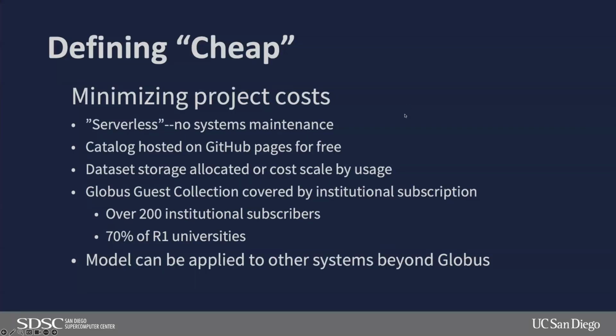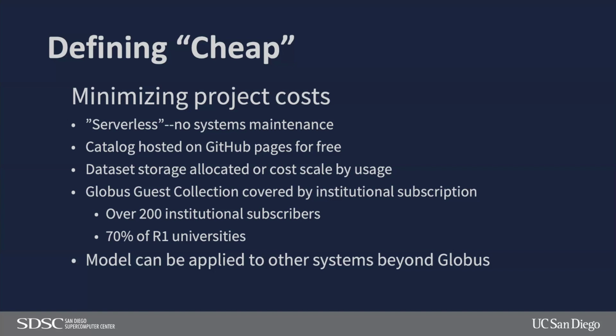So just a couple of thoughts to wrap up. We say cheap. What do we mean by cheap? You still got to pay for the storage. Somebody's got to pay the Globus subscription, stuff like that. But it's about minimizing the cost to the project. So, you're a research project, you're a research group, you want to do these things. We want to make sure that you're not spending a ton of time and effort on maintaining systems. So you've got GitHub Pages, and there are other solutions to host the catalog for free. It does mean that the discoverability of your data is appropriate for the public.